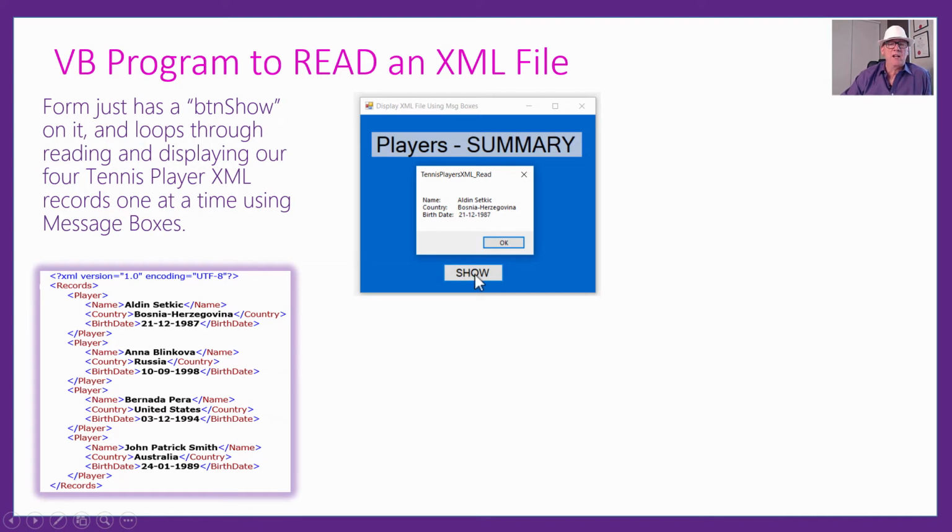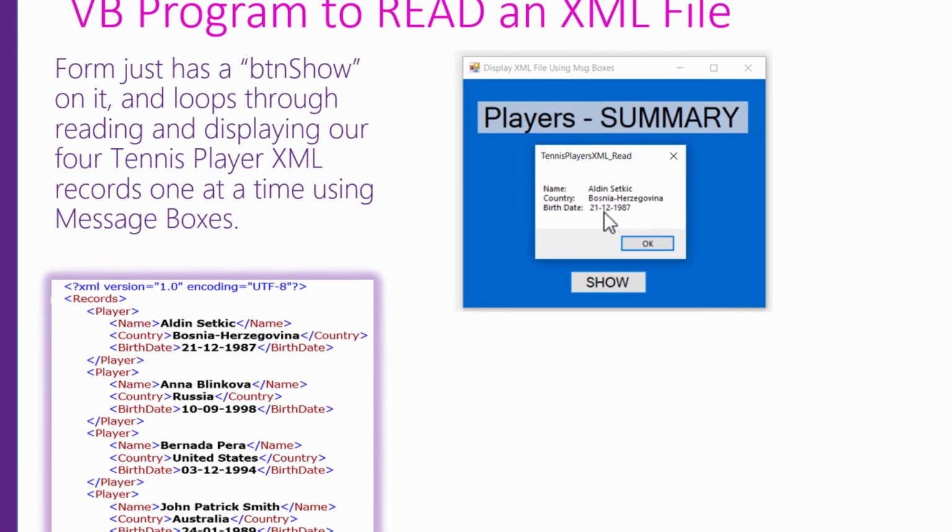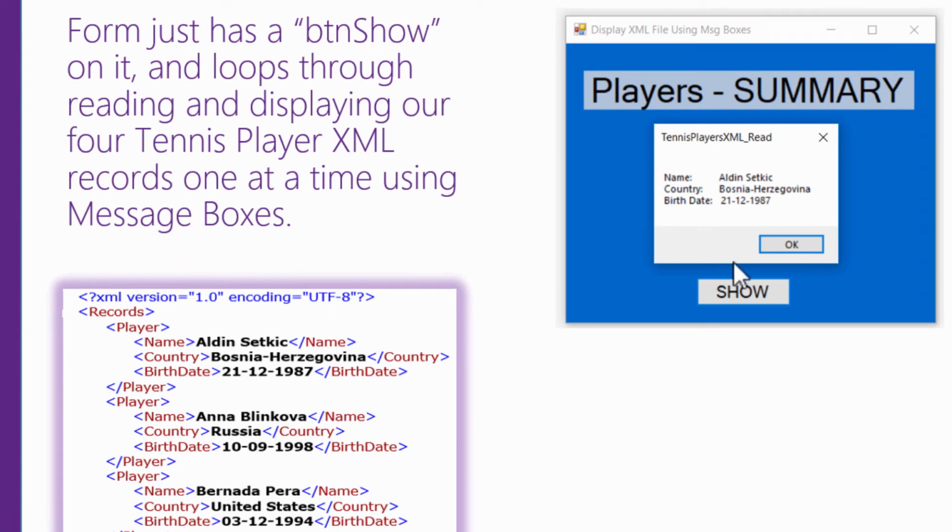So when you click BTN show, that's going to do all the work. It'll loop through this file, finding all the different records and displaying them one at a time, just in pop-up message boxes. So our first guy, Alden, it's put his information in here, okay? And we see that little message box.